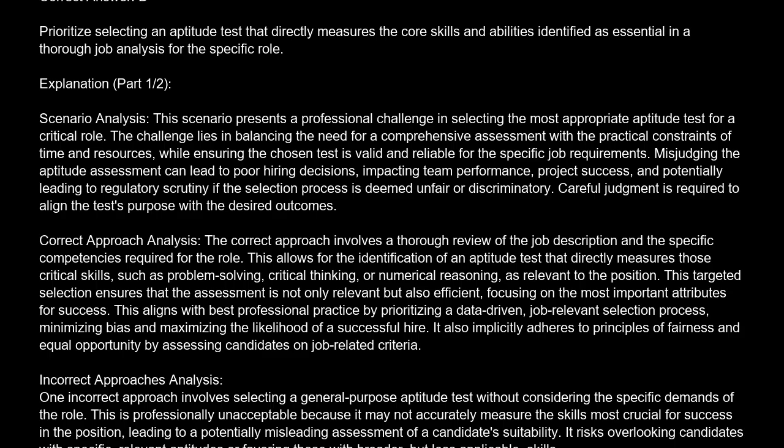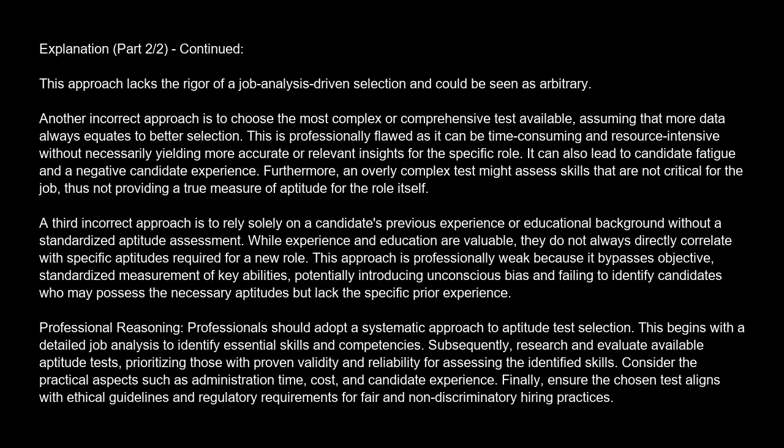Incorrect approaches analysis. One incorrect approach involves selecting a general-purpose aptitude test without considering the specific demands of the role. This is professionally unacceptable because it may not accurately measure the skills most crucial for success in the position, leading to a potentially misleading assessment of a candidate's suitability. It risks overlooking candidates with specific, relevant aptitudes or favoring those with broader, but less applicable skills. This approach lacks the rigor of a job analysis-driven selection and could be seen as arbitrary.